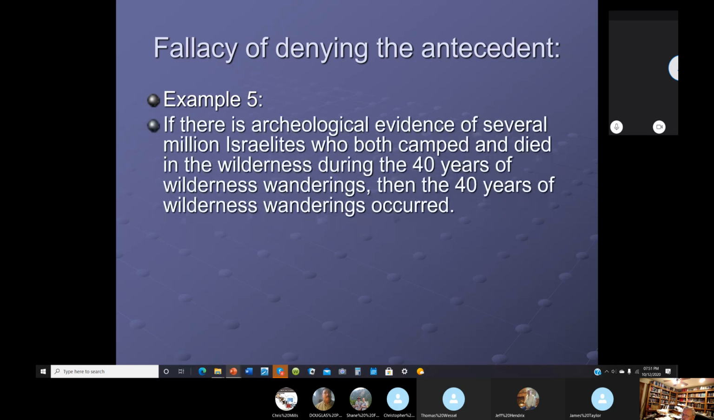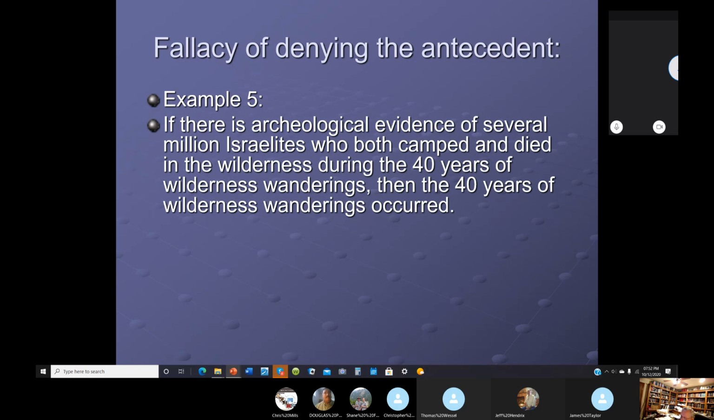Our fifth example, and I'll cite this, was made in Canada, on a site in Canada, in a newspaper in Canada. I'll give you the site in a minute. And the argument is, if there's archaeological evidence of several million Israelites who both camped and died in the wilderness during the 40 years of wilderness wanderings, then the 40 years of wilderness wanderings occurred. Well, that would be true. Who could deny that premise? Well, if there's archaeological evidence, then it happened.